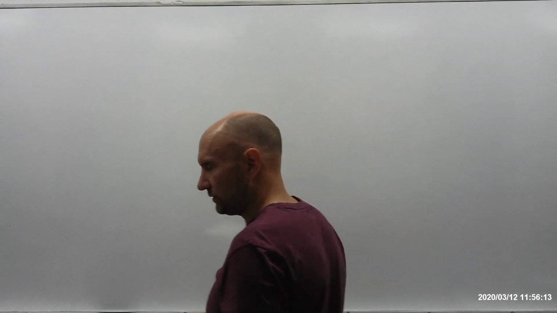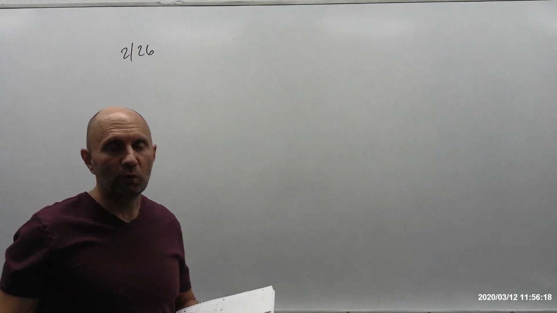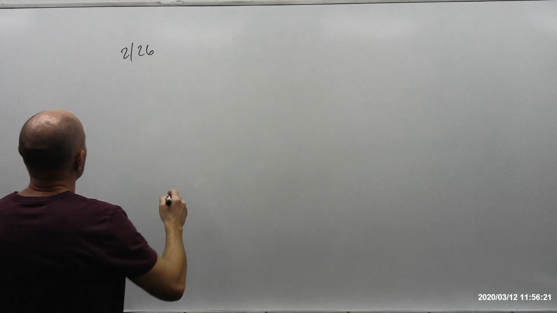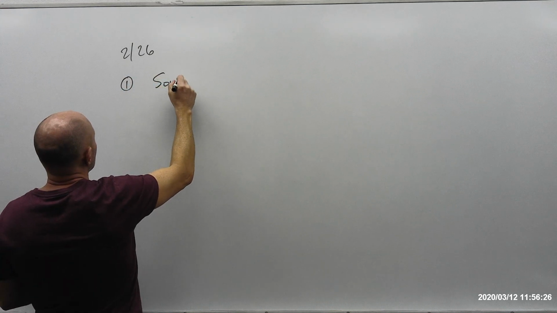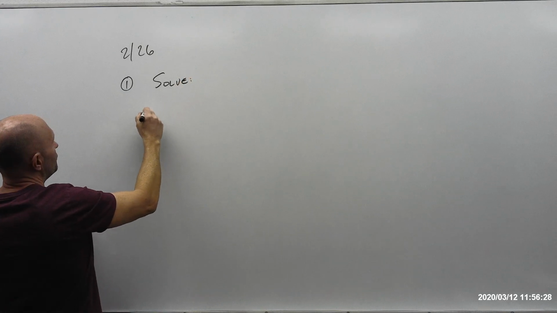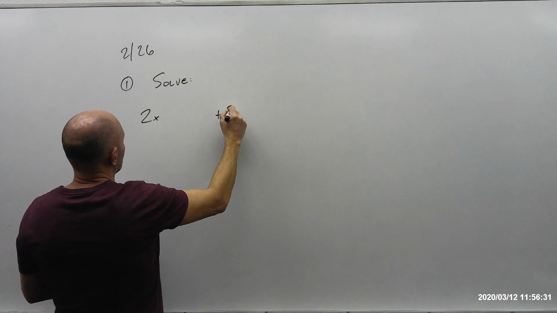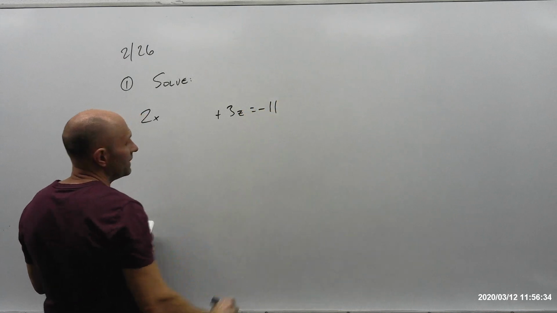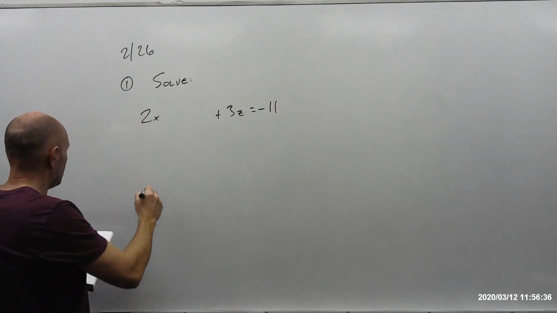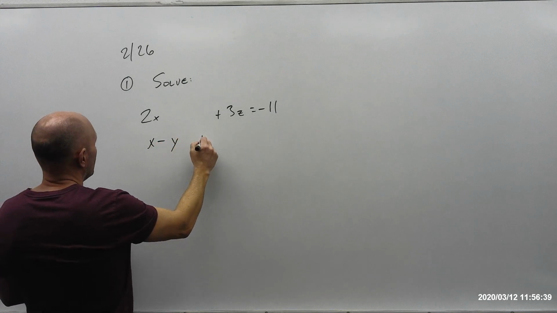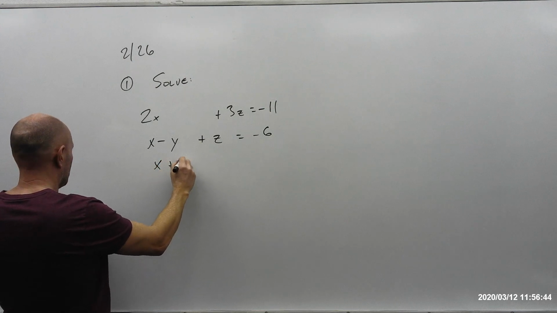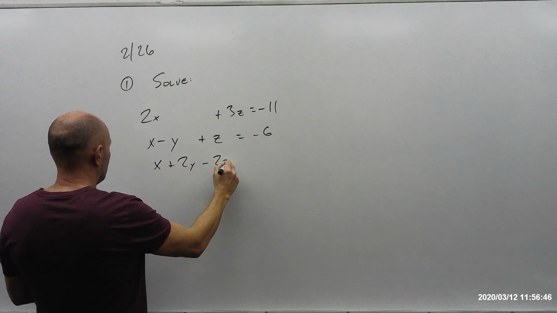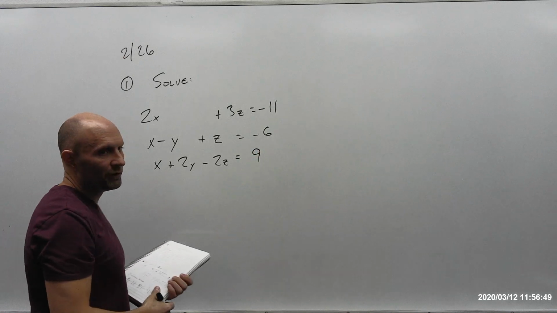The first day of Ticket Out the Door problems was February 26th. The first one was solving a system of 3 equations. So we wanted to solve 2x plus 3z is equal to negative 11, x minus y plus z is negative 6, and x plus 2y minus 2z is equal to 9.